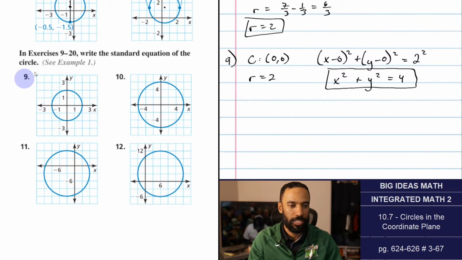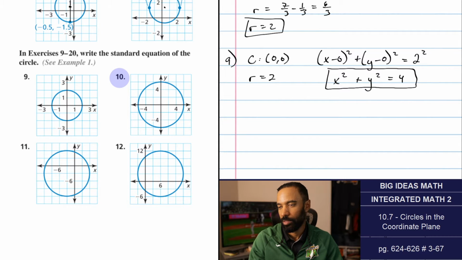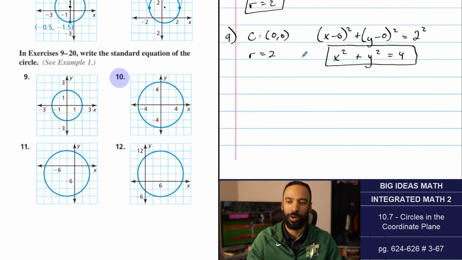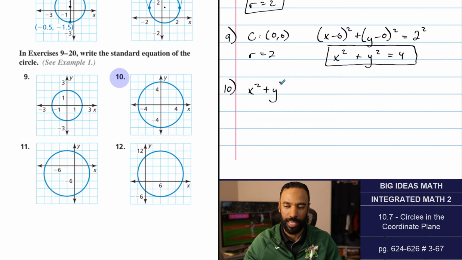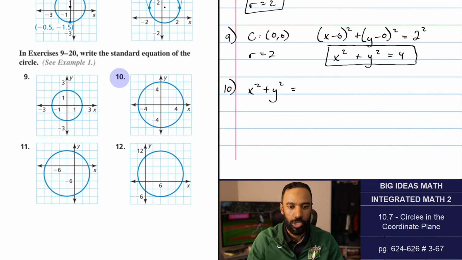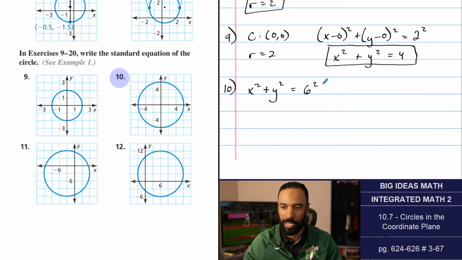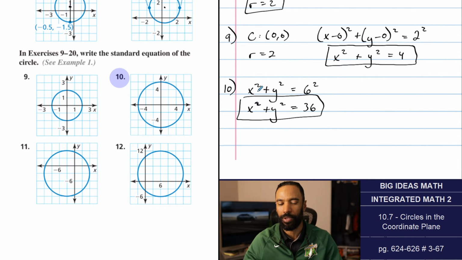Number 10 looks to go by 2's. Although the center's at the origin, and they showed you the standard form would just be x squared plus y squared, I'm going to leave it like that. That'll be 2, 4, 6 as your radius, so 6 squared is what goes here. And you want x squared plus y squared equals 36. So always simplify what you have when they're asking for the equation like that.